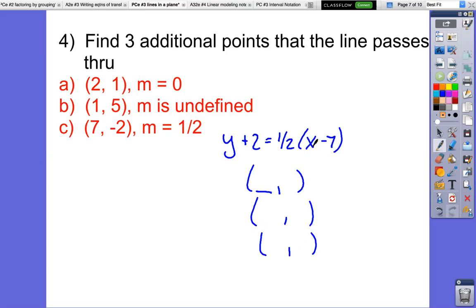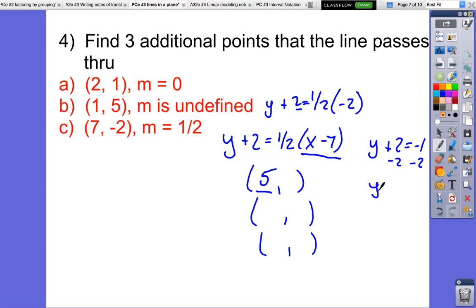Well, I'm going to pick something like this. I know that I want this to be even because my slope is a half. So if I pick like my X is 5, 5 minus 7 is -2. Oh, right, plus 2 equals, sorry. Y plus 2 equals that. So half of -2 is -1. Subtract 2. So when X is 5, my Y value is -3. Again, if I would have written this in slope-intercept form, I've got this.